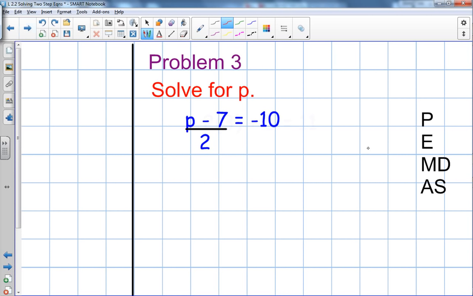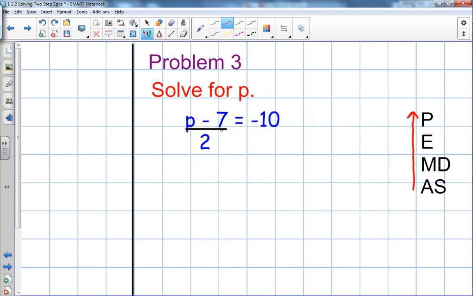Okay, the next problem, notice, is problem 3. That means I'm skipping problem 2 for now, but I'll come back to it. So make sure in your notes you don't write problem 2, but you write problem 3. And this problem says solve for p. Now we're going to follow the order of operations backwards, just like we did on the last one.